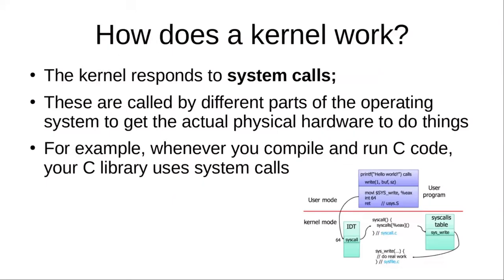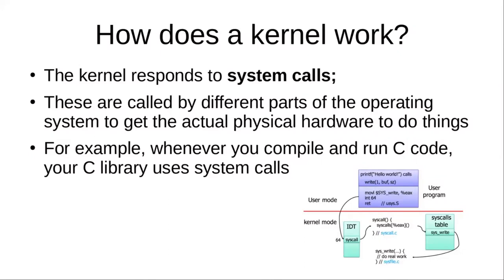Okay, so that's all well and good, but how does a kernel actually work? Well, most kernels work by responding to system calls. These are called by different parts of the operating system to get the actual physical hardware to do things. An example of this is your C library. If you run software that was written in C on your computer, then it's up to your C library to give the appropriate kernel system calls to make the computer actually run it. Now, that is a gross oversimplification of the process, and if you want to learn more, I have a page linked in the description that explains the process in far more detail.